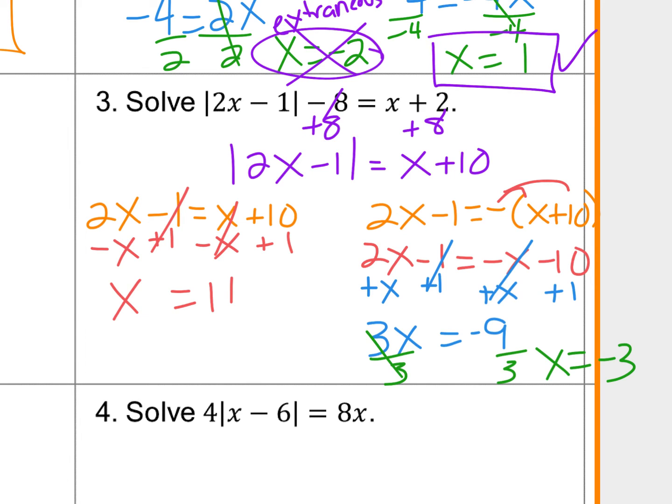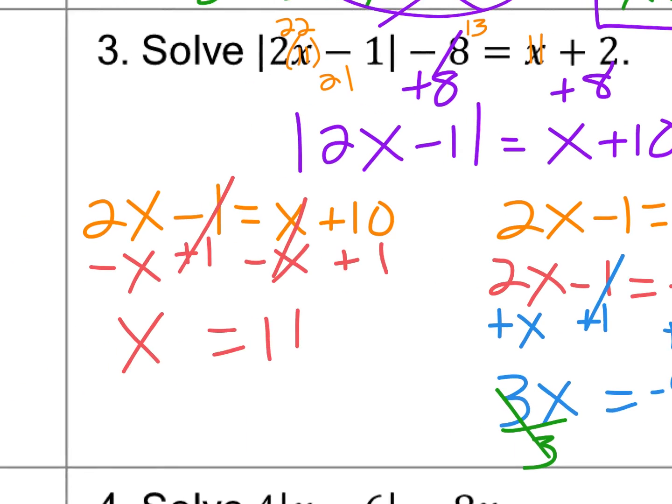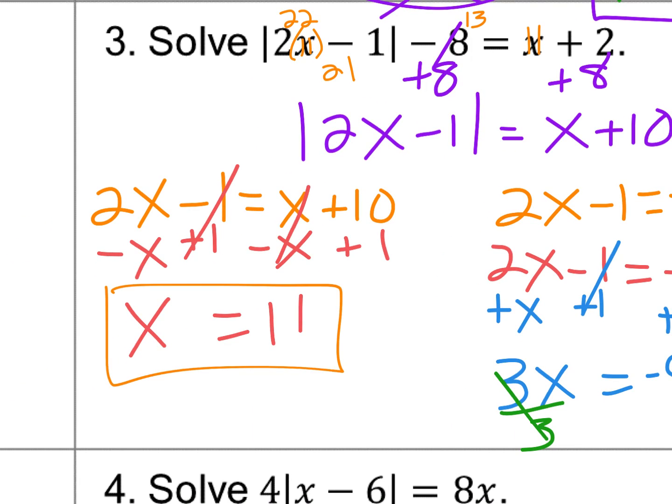Okay, let's see if those work. So if x is 11, let's try that one first. If x is 11, then this would be 22 minus 1, which is 21. 21 minus 8 is 13. So the left side is 13. And then x was 11, plus 2 is also 13. So 11 works. That is one answer.